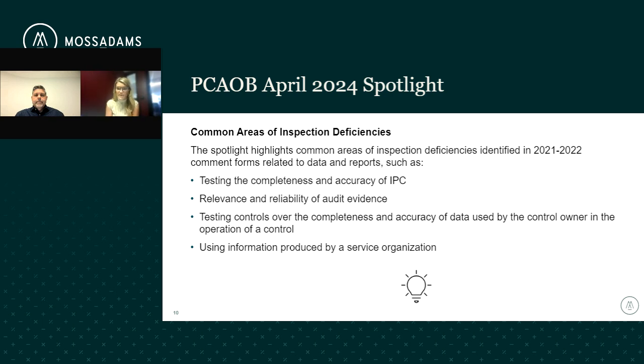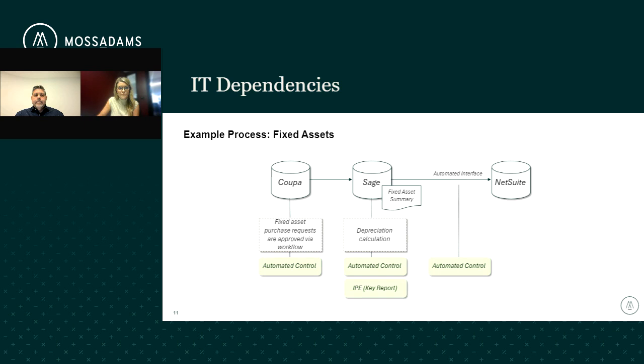I think we continue to see this as a trend in our recent inspections this year, just further emphasizing that there continues to be a really strong focus on IT dependencies. I put together a quick illustration to highlight how common IT dependencies can be in the simplest of processes. So you can see in my fixed assets process here, we've identified various types of automated controls and a key report within applications that are developed and maintained by service organizations.